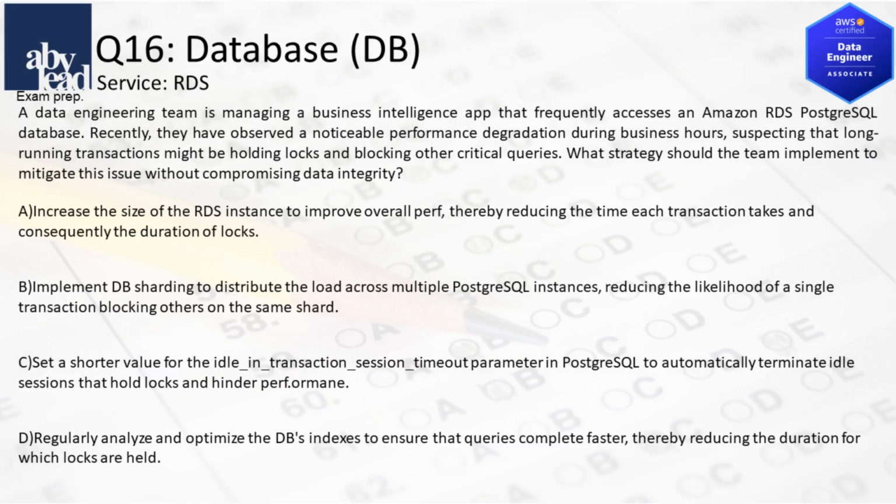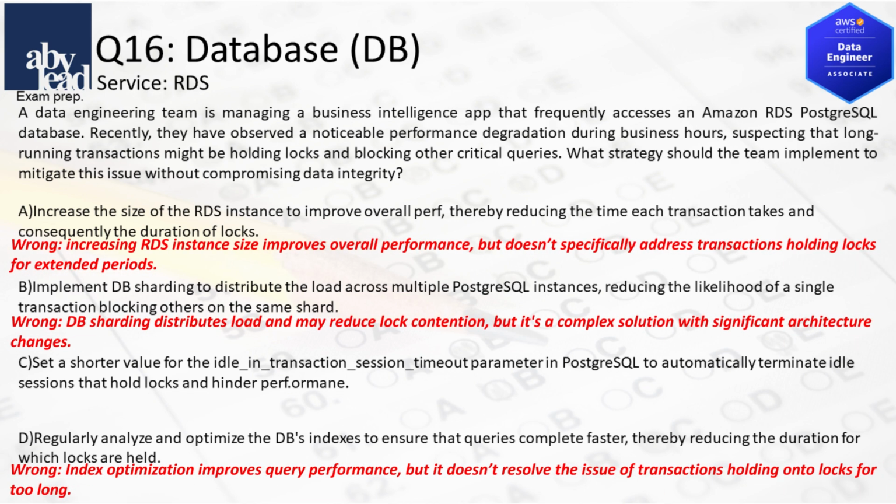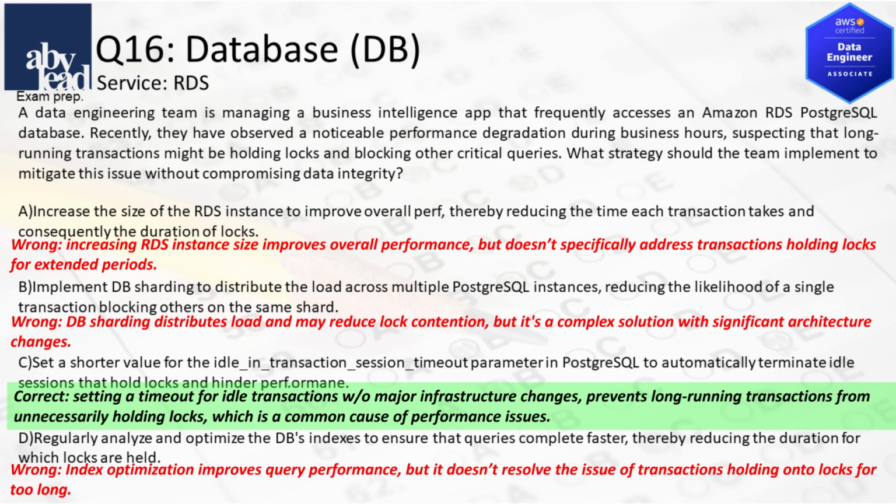Question 16. How do you mitigate RDS PostgreSQL long-running transaction performance without integrity impact? Transaction locks can't be resolved by increasing RDS instance size, and using shards is a major change. Moreover, index optimization doesn't resolve it either. Instead, you configure a timeout for idling to prevent long-running transactions from holding locks.